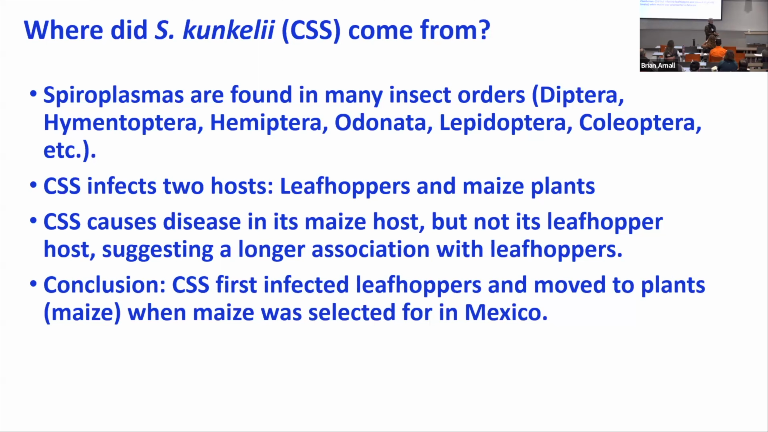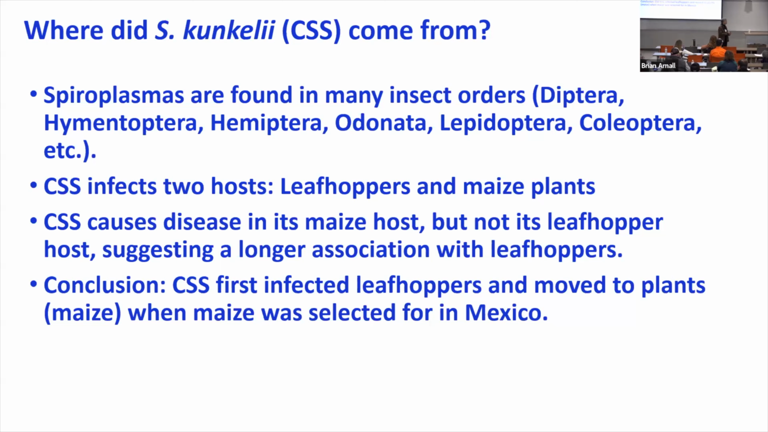Corn stunt spiroplasma infects two hosts, leafhoppers and maize, a plant host and a leafhopper host. Corn stunt spiroplasma causes disease in its maize host. It's lethal. It will kill it, but not in its leafhopper host. It's slightly pathogenic, but it doesn't kill the host. This suggests a much longer association with leafhoppers than it does with maize.